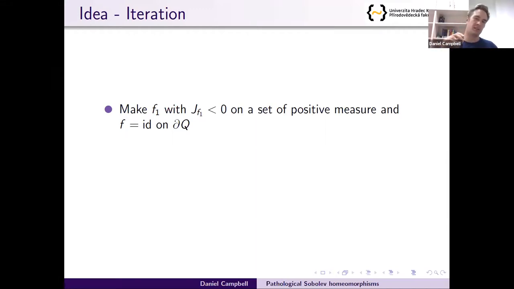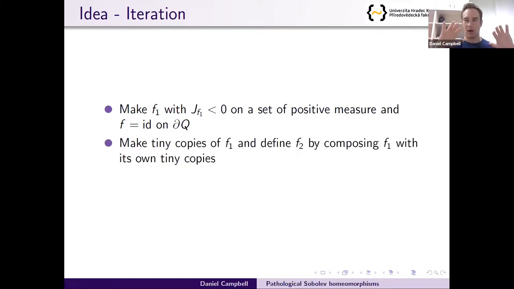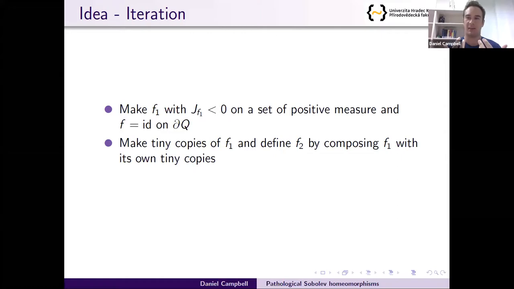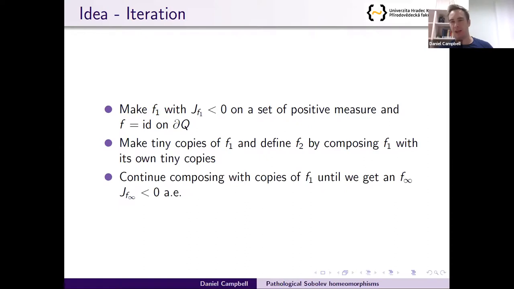Now, what you could do is apply your map F1. Make a tiny little scaled copy of F1 and put it at different places where your map is basically linear anyway, but your Jacobian is still positive, and apply an iteration by composition argument. So make lots of tiny little copies all over the place of F1. And when you apply those, you turn inside out even more of the set. Once you've done that, repeat and repeat until you get some limit map where the Jacobian is negative almost everywhere. Right, nice idea, doesn't work.